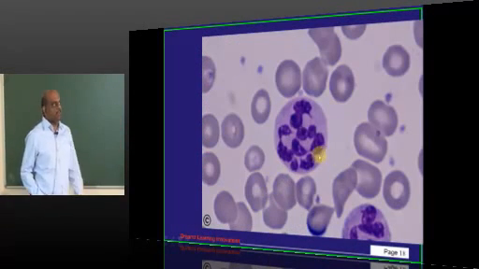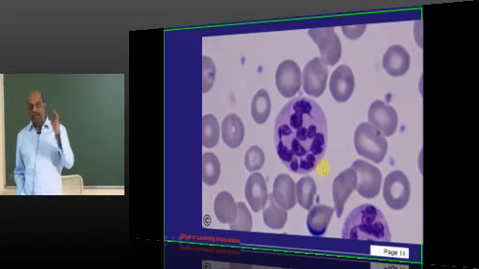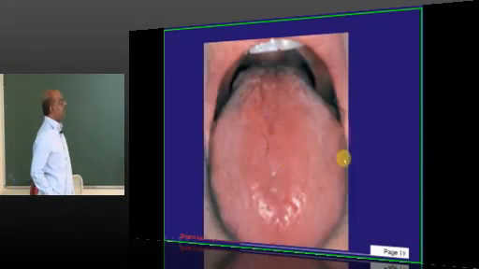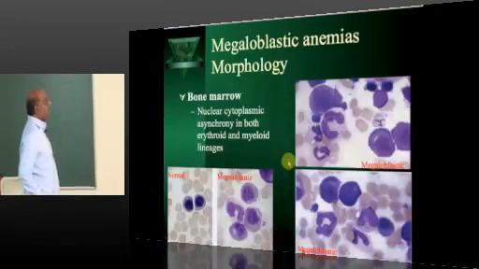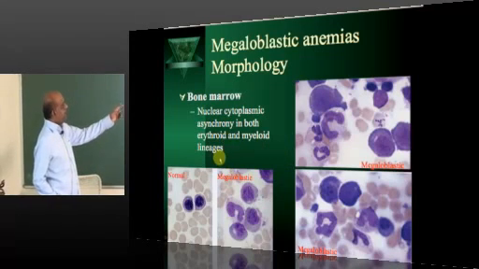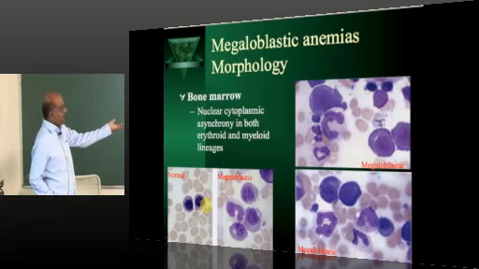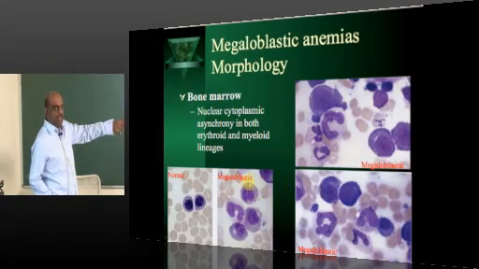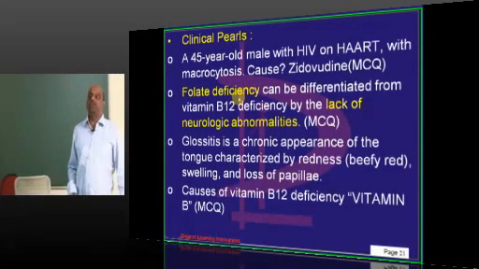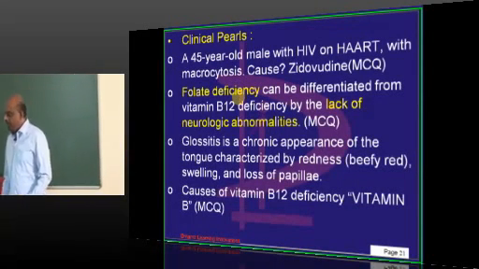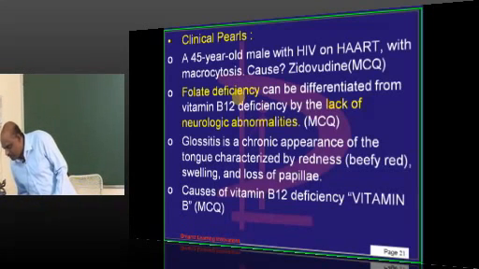So the hypersegmented neutrophil, doctor, is a very sensitive and specific marker of vitamin B12 deficiency. Glossitis is a very important clinical manifestation. Then this is the normal cell, nucleus versus cytoplasm. In a megaloblastic picture, there is more cytoplasm and less nucleus. That's all the background story, doctor. Now let us look at some of the common clinical pearls.